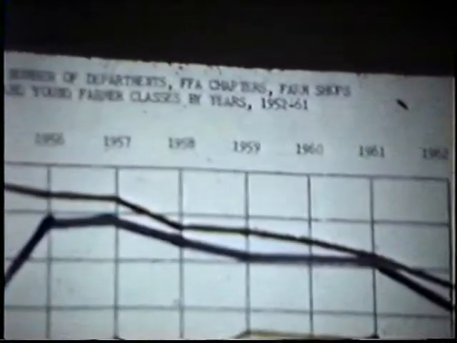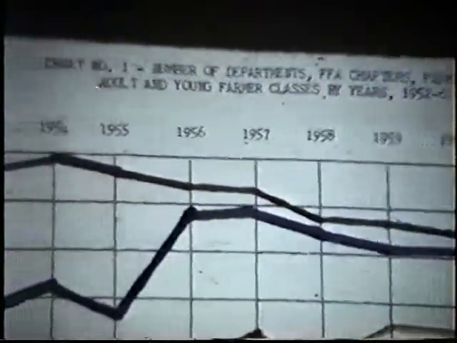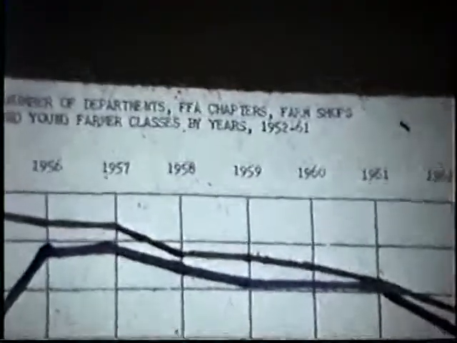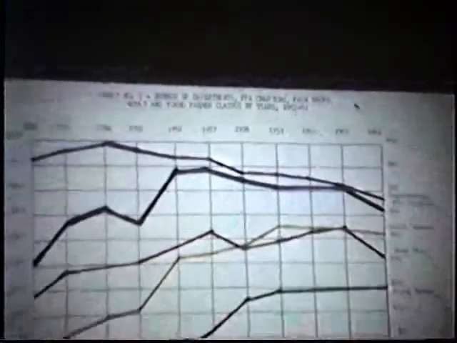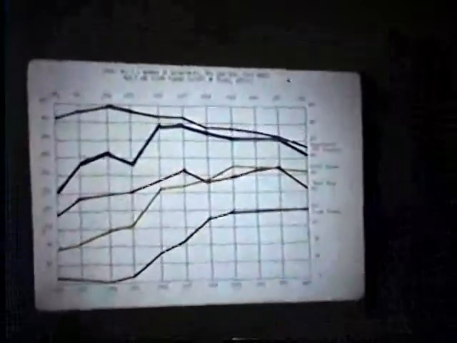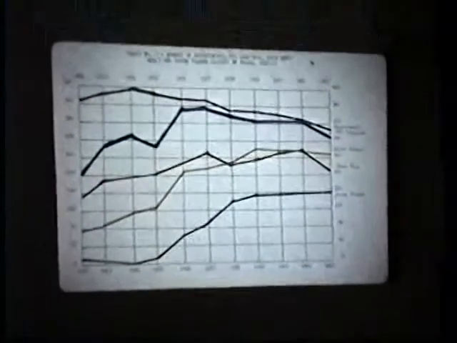I might point out that when I came on in this new position, I felt the need to do something about FFA. We had a very weak FFA program in our ag education, and we had a strong 4-H program. And I felt that we had a need to do something about the FFA, and that's the reason that you see quite a tremendous increase in FFA on that chart in the few years to follow.